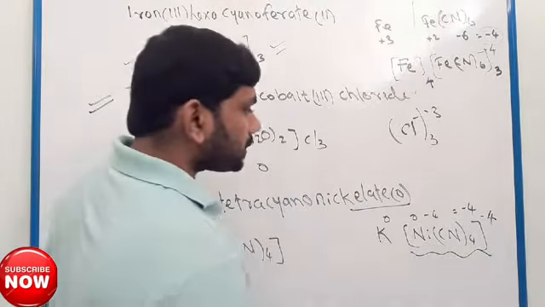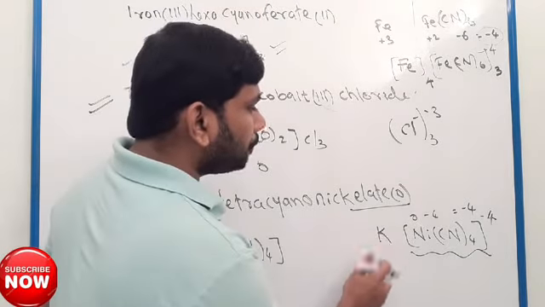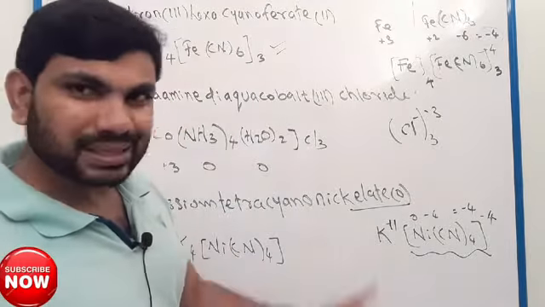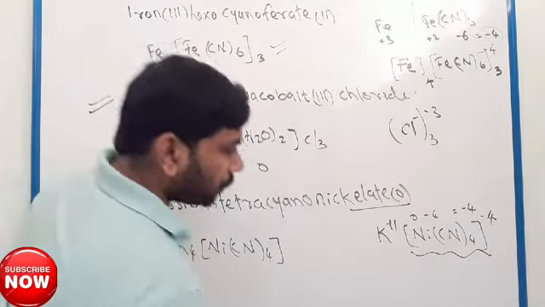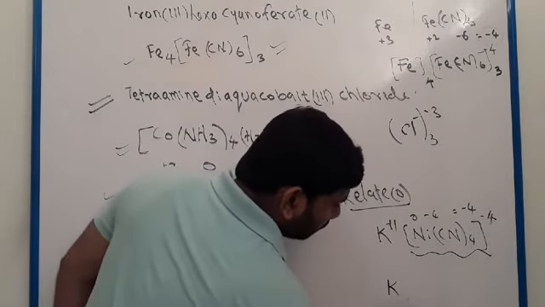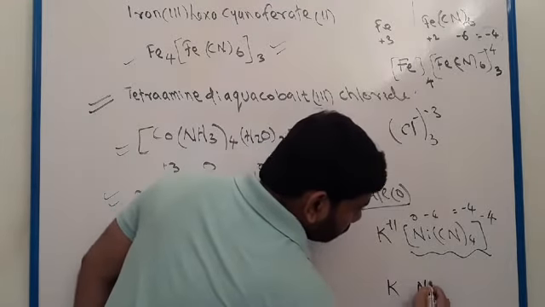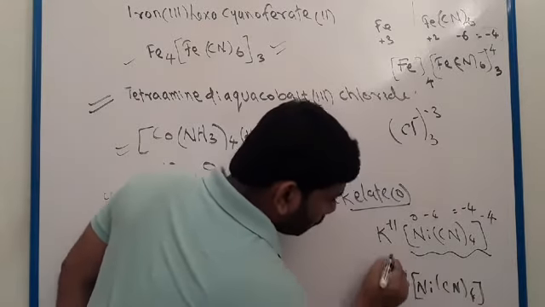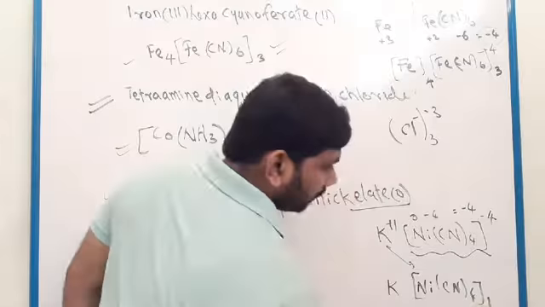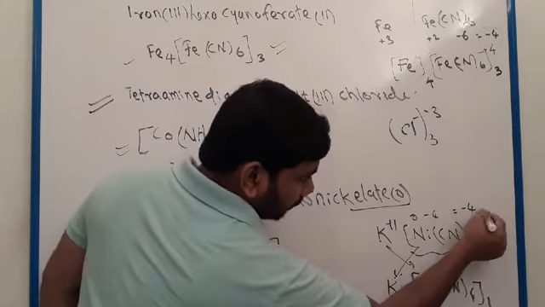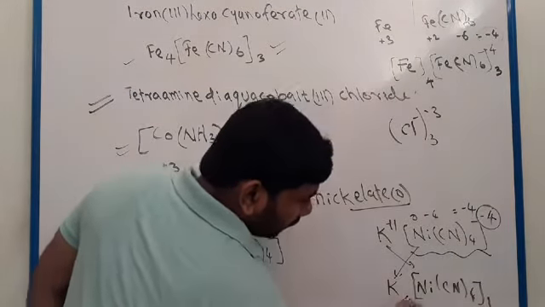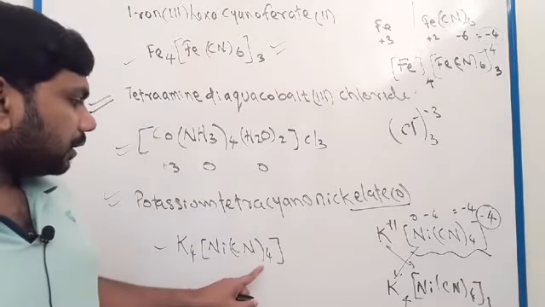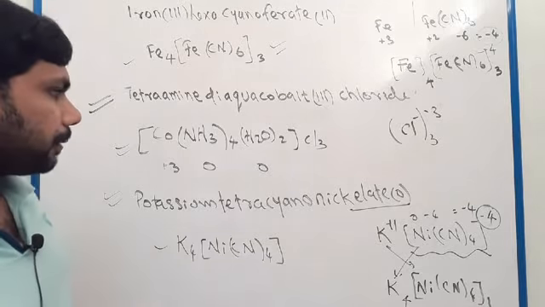Okay, and potassium, it is group 1 in the periodic table, so it will be +1. Clear? So when you are writing this formula, potassium tetracyanonickelate, you have to do cross multiplication. This 1 will be here and this 4, -4, this 4 will be over here. So K4 nickel tetracyanonickelate.